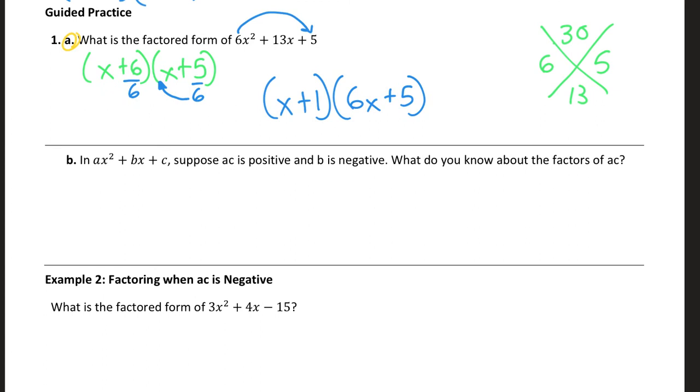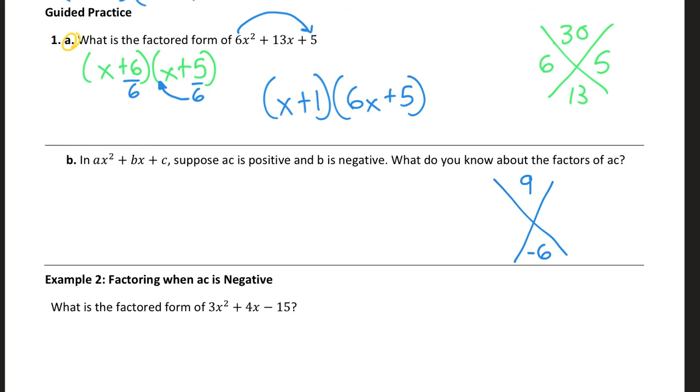In part B, it says in a trinomial, suppose AC is positive and B is negative. What do you know about the factors of AC? So let's just say AC is positive. Let's say AC is 9, right? And let's say B is negative. Let's say B is negative 6. So that means numbers that multiply to be 9 and add to be negative 6.